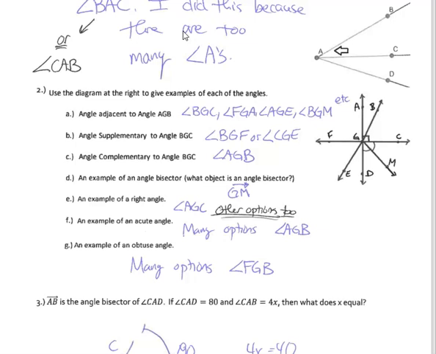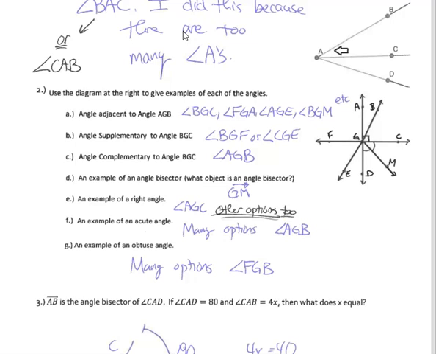Supplementary to BGC. BGC, you're basically trying to find something that is next to it and makes a straight line. That's going to be the easiest way to make it supplementary. Supplementary angles don't have to be adjacent, but if it's making a straight line, it makes it way easier. So BGF, and also the other one would be CGE. Those would be two examples of angles that would go along with BGC to make 180 degrees.